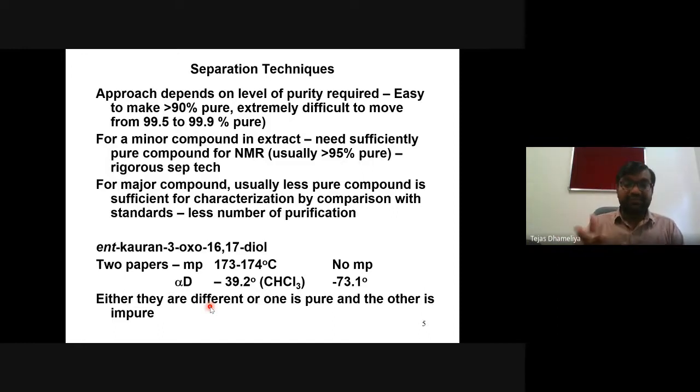Okay, so that can be one of the conclusions. In other words, one compound can be pure, and the other compound is impure. So this way, different purity is also a concern when we are talking of the molecule.